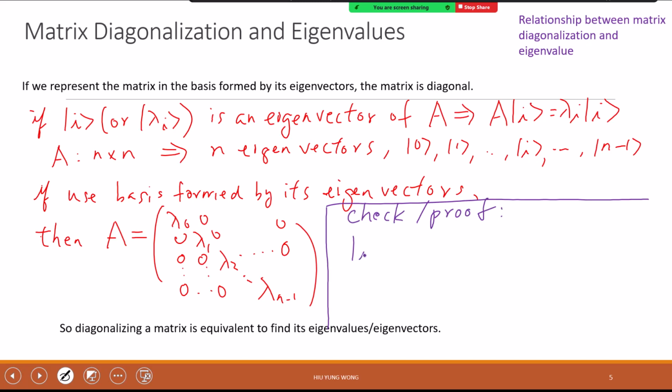What is the column form of |i⟩? |i⟩ is the eigenvector of A. So if we use the basis formed by its eigenvector, what will be the column form? Maybe starting with |i⟩ may be too difficult. How would you represent the first eigenvector, |0⟩, in the basis formed by the eigenvectors of A?